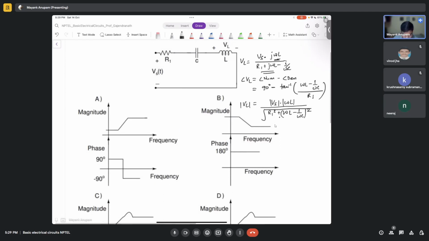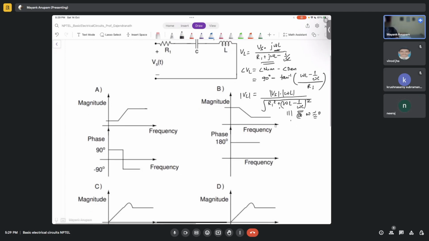So at very low frequencies, when omega is very low, you can neglect this quantity, right? When omega is very low, 1 over omega C will be very large, so omega L can be neglected with respect to 1 over omega C. So at very low frequencies, omega very close to 0, this will become Vs into omega L divided by the square root of R square plus 1 over omega C, the whole square.